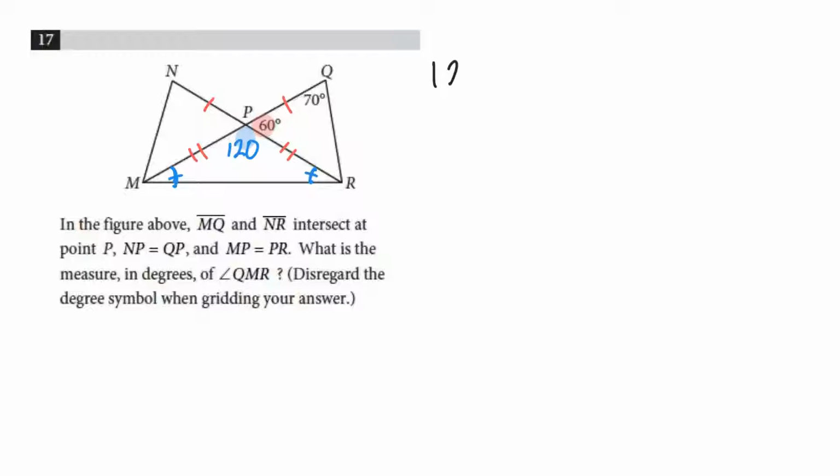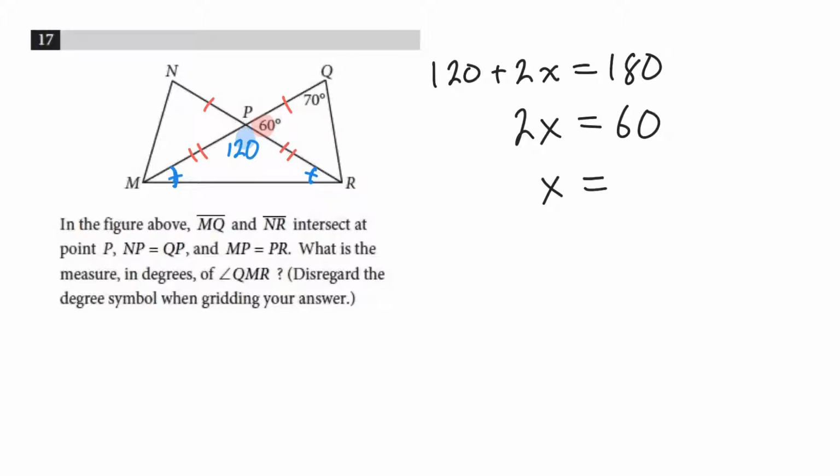So we have 120 for the top of the triangle, plus 2 times these base angles, because we have 2 of them and they're equal. And that has to equal 180. So I'm going to subtract 120 from both sides, and I'll get 2x equals 60. Divide by 2, I'll get x equals 30. So this angle QMR must be 30 degrees.